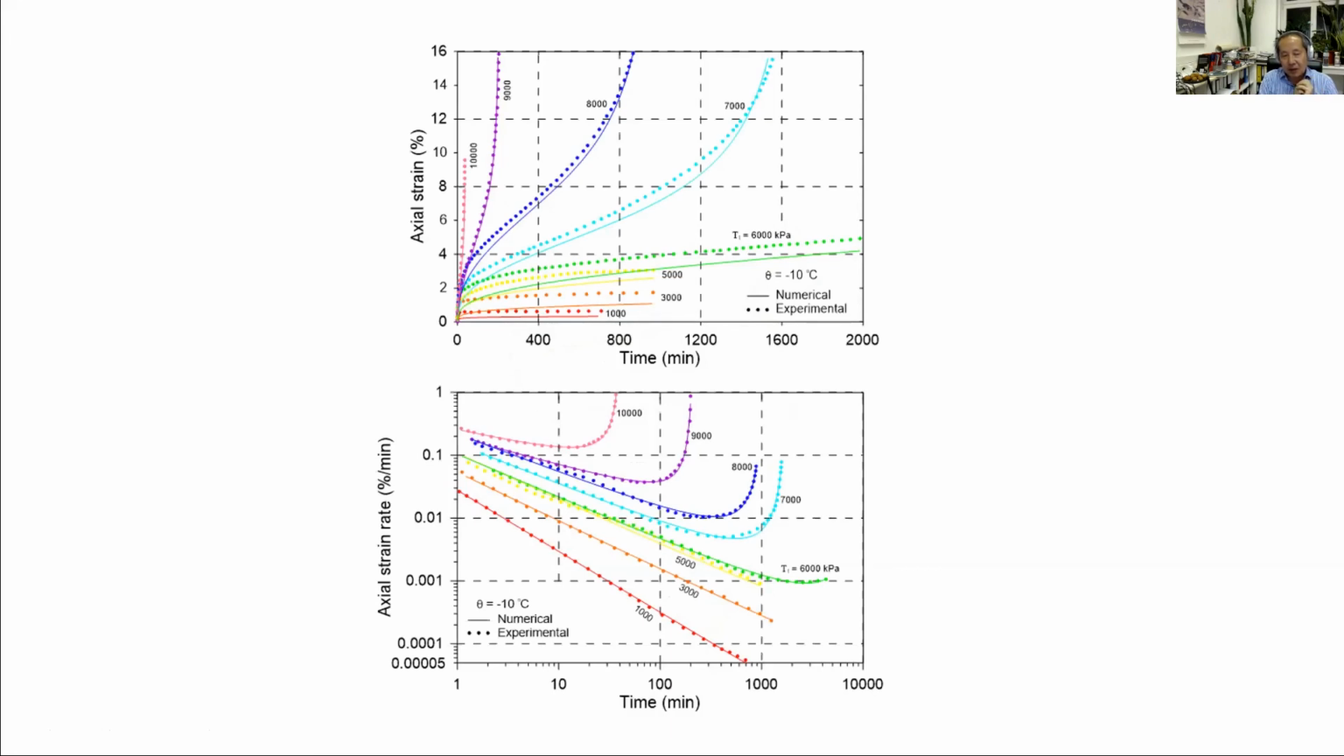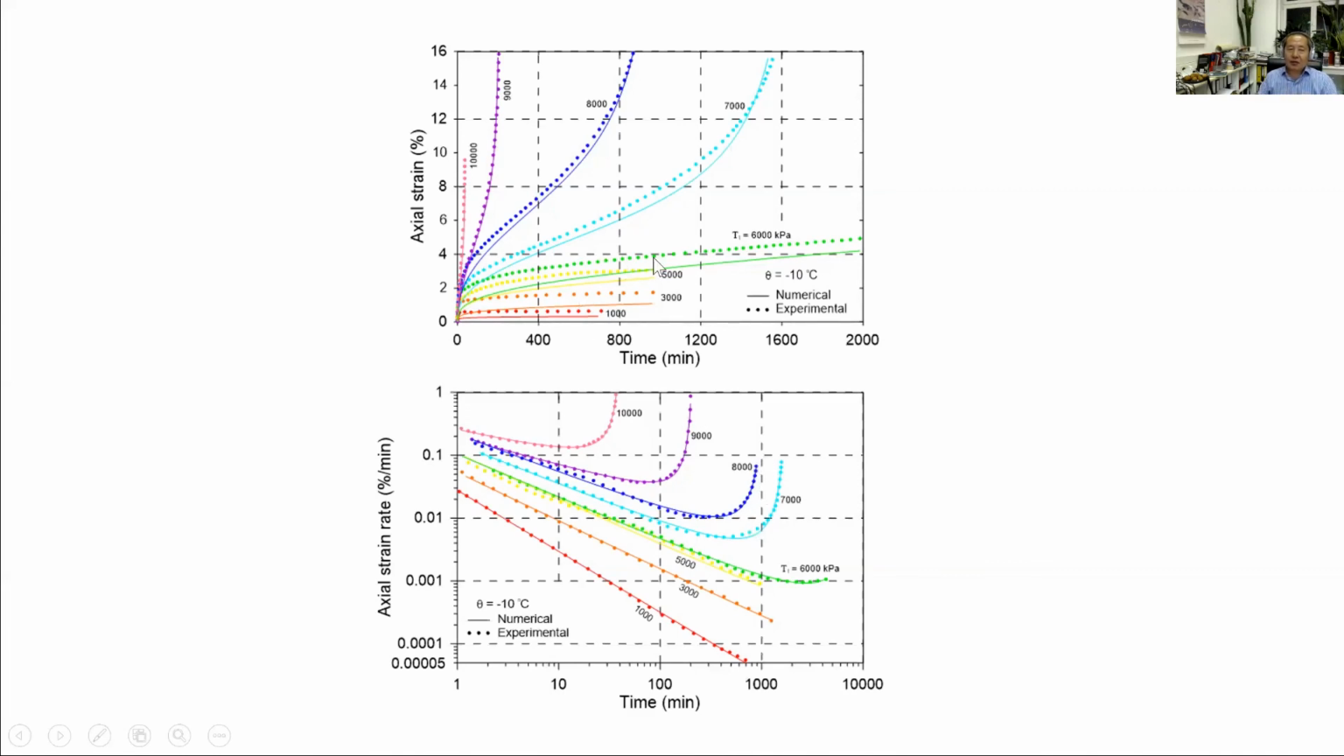This is for a frozen soil, and we know it depends on the temperature, therefore you see the -10°. In the diagram above, we see the actual strain over time from the testing, and here, for the same testing in the simulations, the actual strain rate over time. You see that at the lower stress level, the strain rate reduces virtually to close to 0, so you don't have the creep rupture. But if the stress level is higher, you start to have this rupture phase.